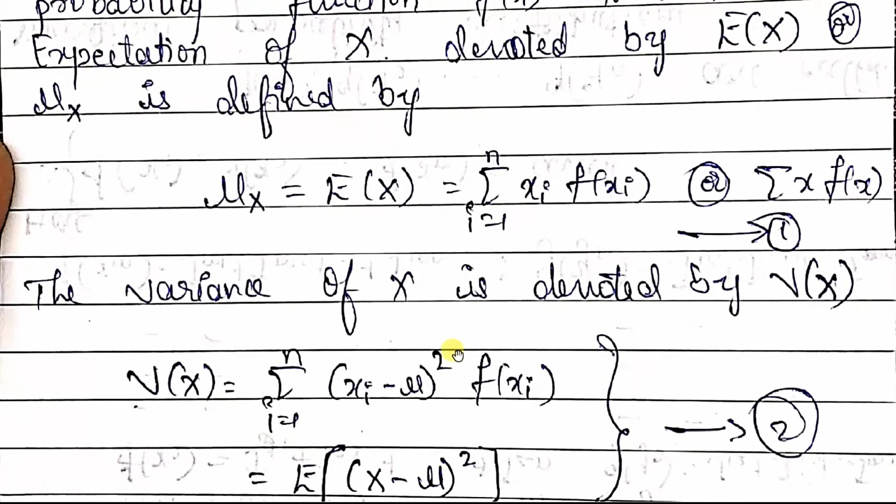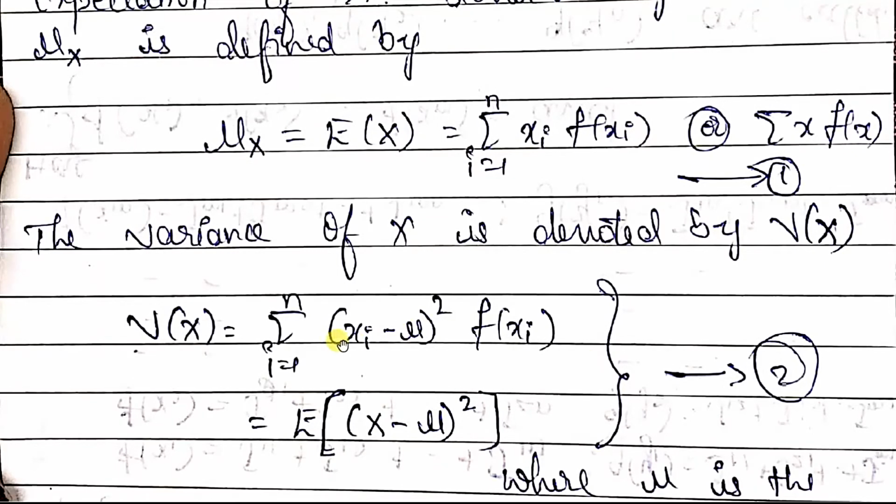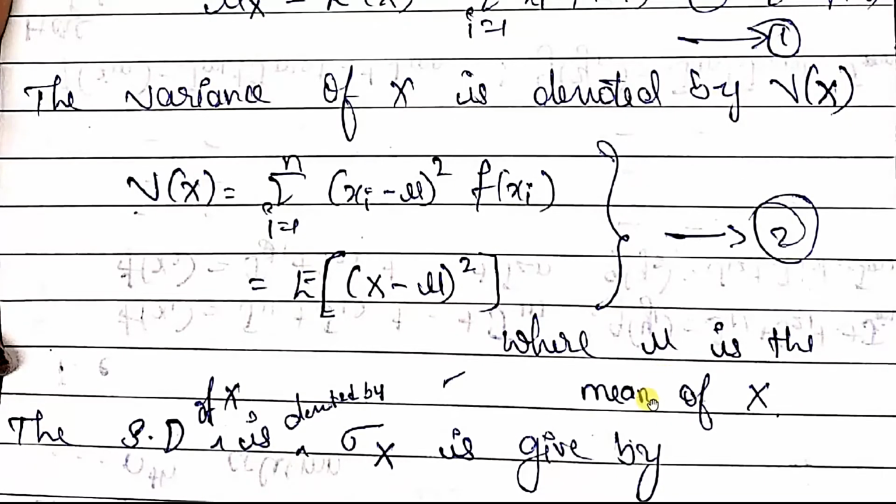Now the variance of x, denoted by v of x. What was the variance there? The sum of xi minus mu, the whole square, into f of xi, right? In a similar way they have written it. Instead of that, they have taken one more notation, that is e. E of x minus mu, the whole square. This can be written like this, where mu is the mean of x, and x is the discrete random variable.